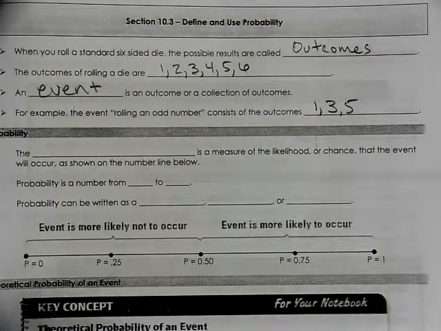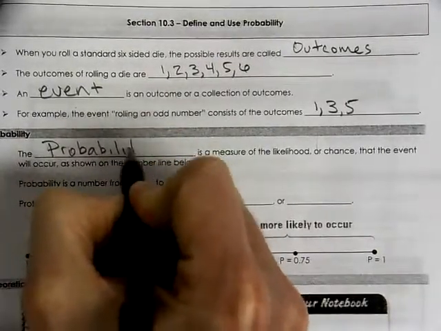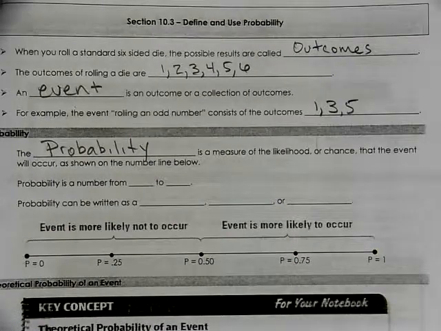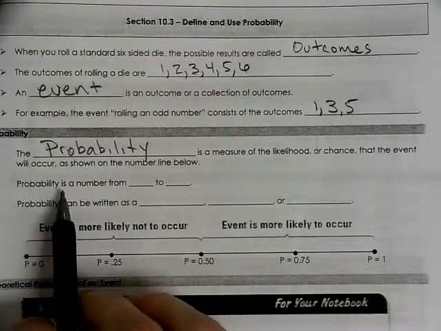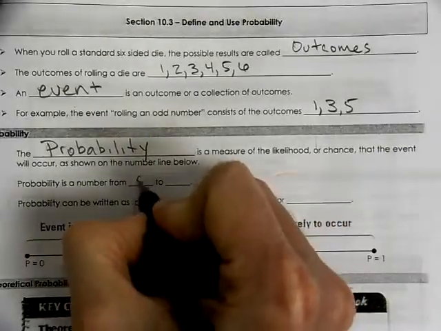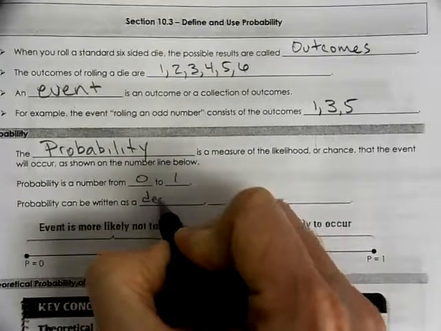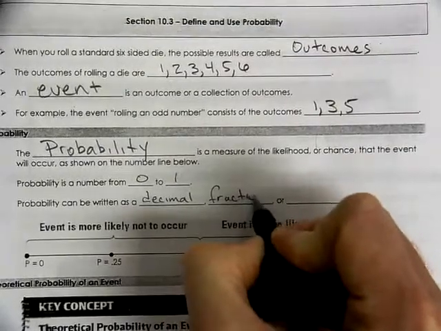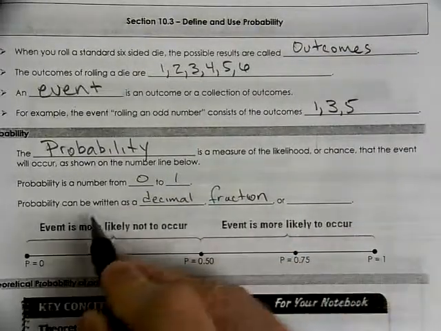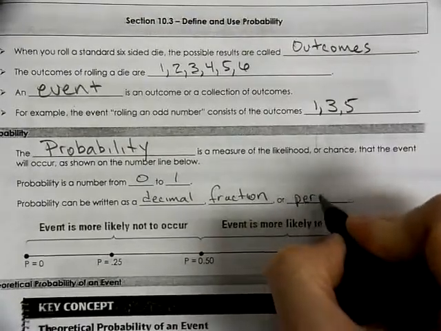When we talk about probability, the probability is a measure of the likelihood or chance that an event will occur. Probability is a number from 0 to 1. It can be written as a decimal, as a fraction. Those are your two most common ways that we will write probability. Sometimes you will see it written as a percent.